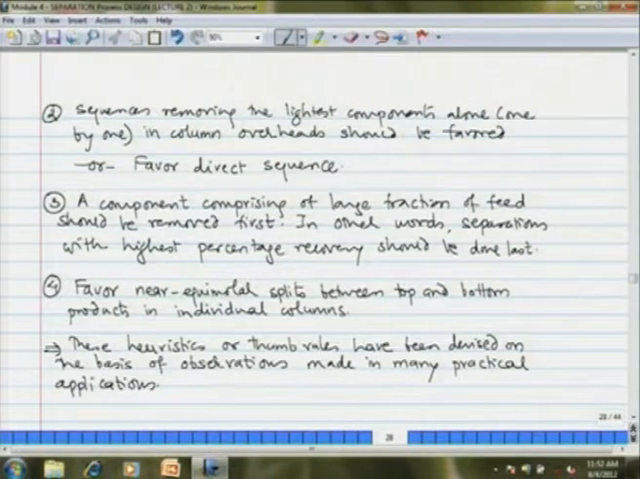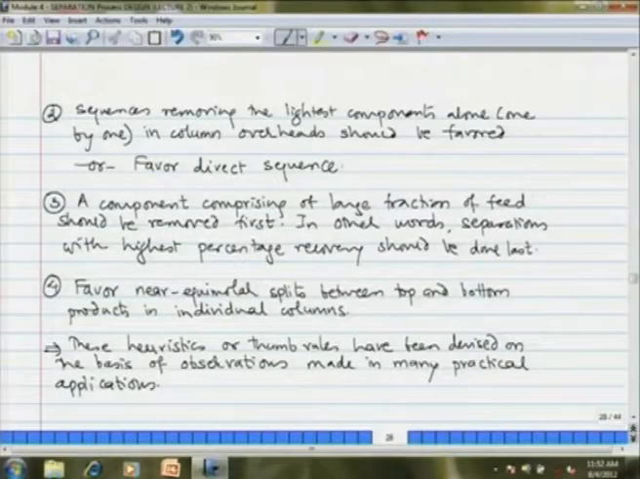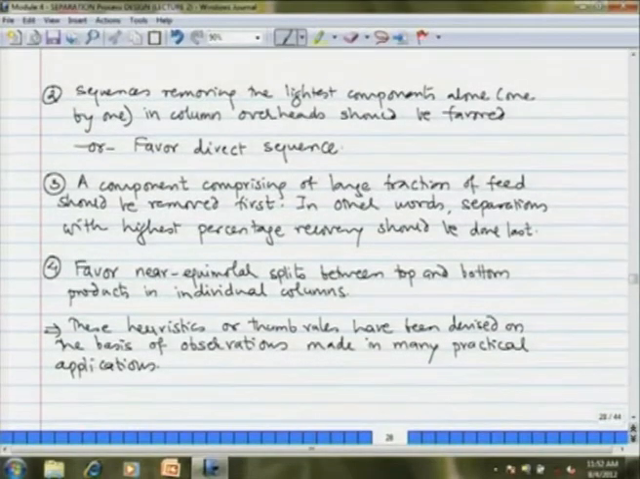Then thirdly, a component comprising a large fraction of the feed should be removed first. This is to limit the total volume that you are handling at any time, because every time you have to pump this much liquid, that increases the pumping cost, and you have to boil that liquid, that increases the energy cost. So, in other words, the separation with the highest percentage recovery should be done last.